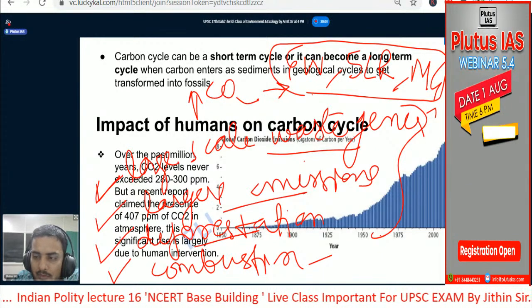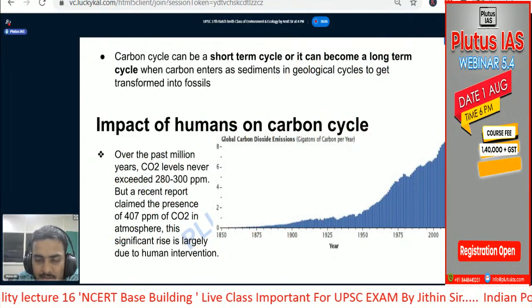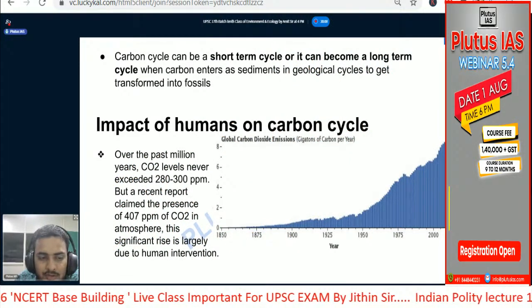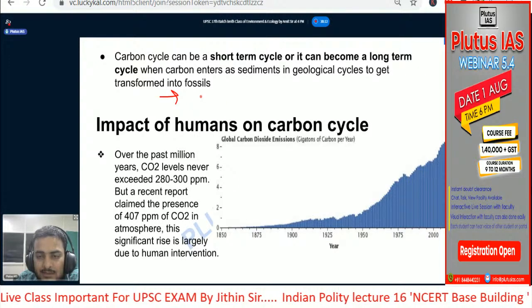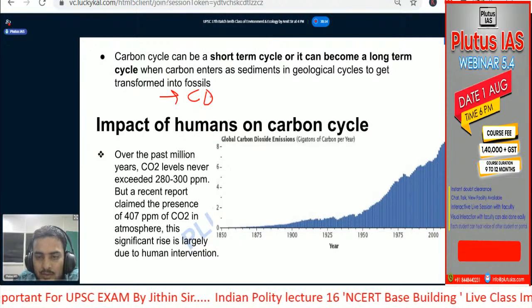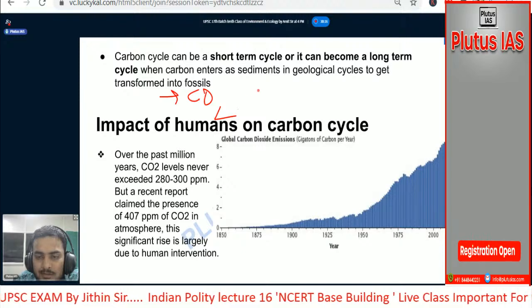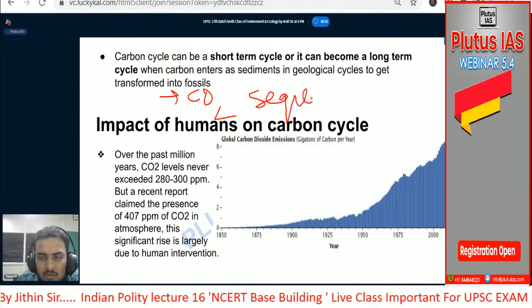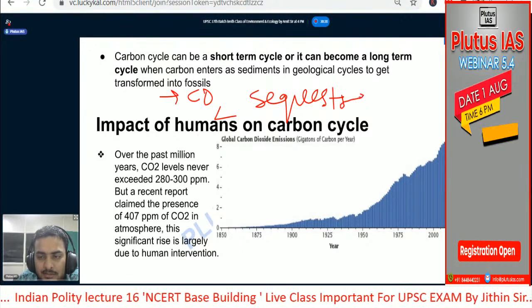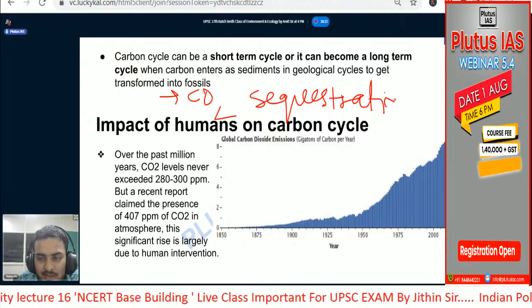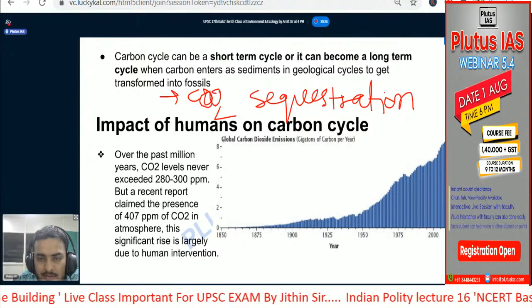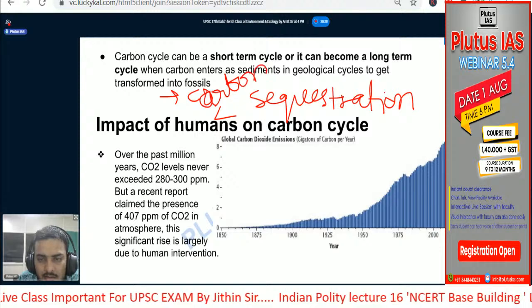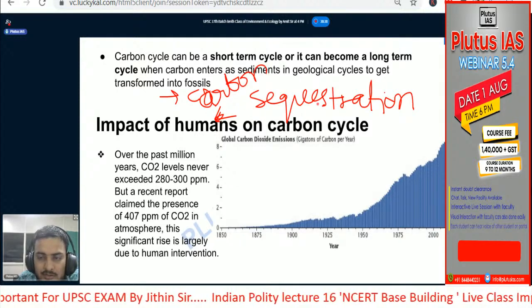One more thing, I am moving towards the solution in this part as well. There are several solutions we have moved towards, which is carbon sequestration. So what is carbon sequestration? Please write this term, carbon sequestration, and I'll define this as well. Not CO2, this is carbon sequestration.